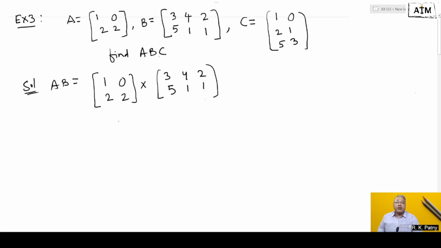Here we are given 3 matrices. All the 3 are different. We have to find A into B into C. So first we'll multiply A into B. So we got A here and B here.